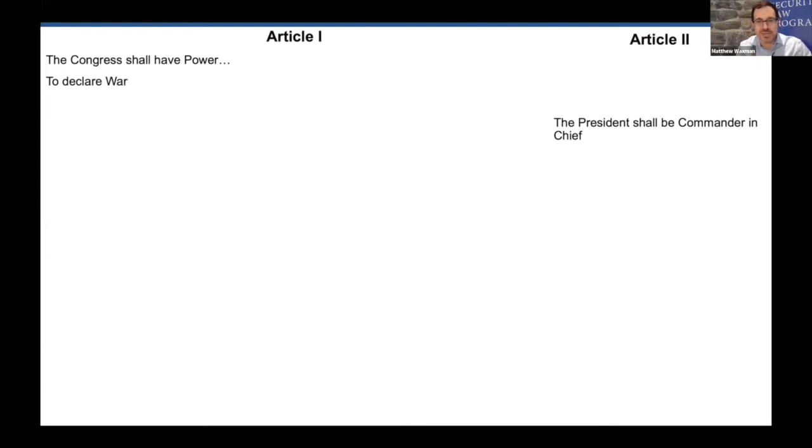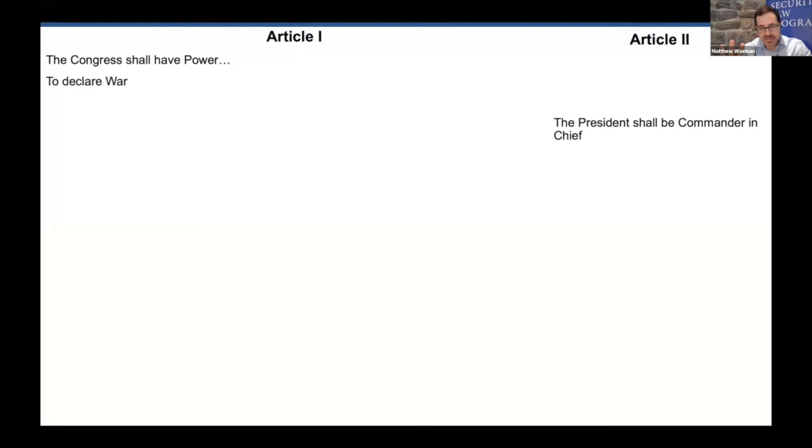And don't strain your eyes to read this if it's small, because I'm going to, in a moment, blow up the size of the text. But most of you are probably familiar with the idea that in Article 1, which is about Congress, Congress is given the power to declare war. And in Article 2, which is about the presidency or the executive branch, the president is made commander-in-chief.